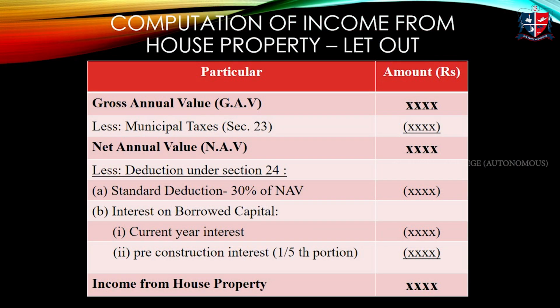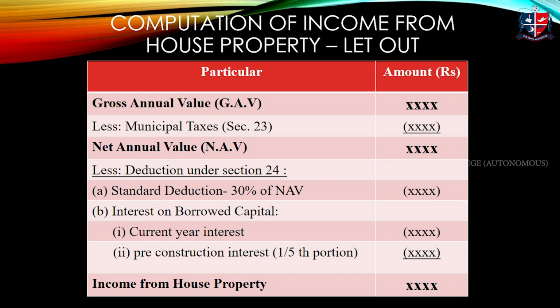This is the format we are following to compute income from house property. That is gross annual value, and we are deducting the municipal tax. We will get net annual value, and from that we are deducting standard deduction and interest on borrowed capital. The resulting figure will be the income from house property. So let's see each item in detail.